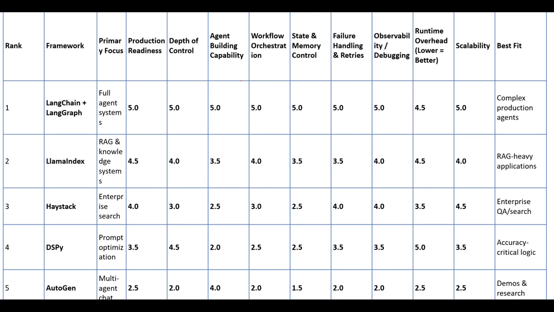For that, I have done a detailed benchmarking based on project production readiness and depth of control. For example, you cannot just use whatever is present; you can go inside it and control it. Then scalability, workflow orchestration, state and memory control, and agent building capability. This is very important also. Failure handling and retries, observability and debugging, and runtime override. So there are the top 5 I have listed down here.